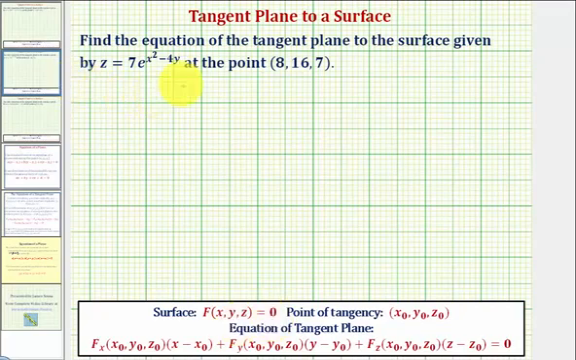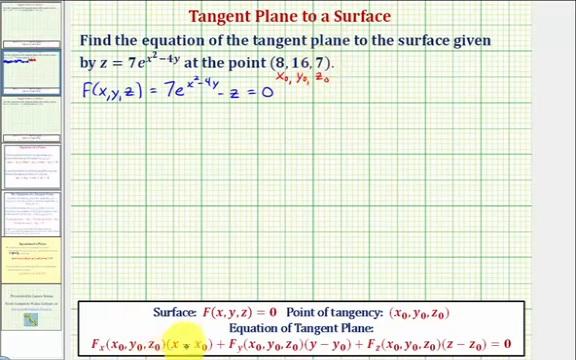To do this, we would subtract z on both sides of the equation, so we can write big F of x, y, z is equal to 7 times e raised to the power of x squared minus 4y, minus z, equals 0. Next, notice how the point of tangency is x sub 0, y sub 0, z sub 0. So here x sub 0 equals 8, y sub 0 equals 16, and z sub 0 equals 7.